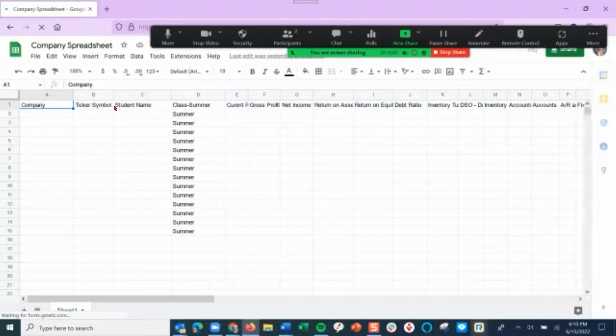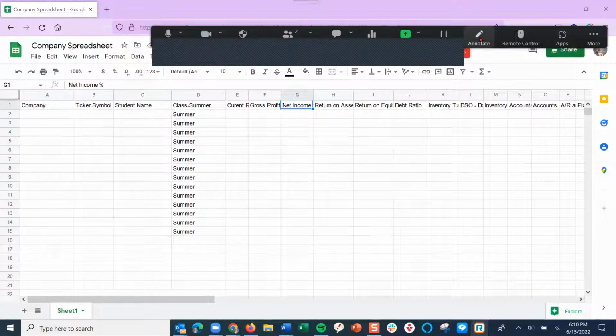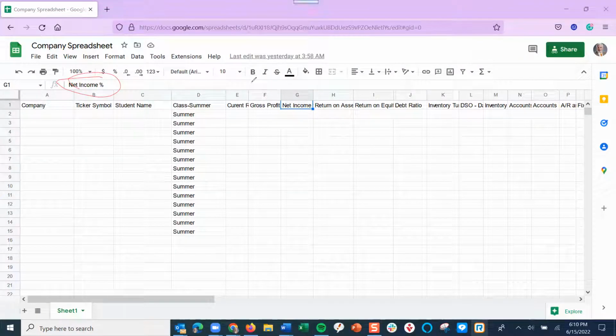We'll start with a company name that you pick. The stock ticker symbol, which needs to be publicly traded to be accessible in Edgar. We'll put your name, and here's a summer class. This is our summer schedule. Now, each of these titles, current ratio, gross profit percentage, net income percentage, you can see here, I'm going to just arrow those out. You can actually see that we're getting in the description here, there's our net income.